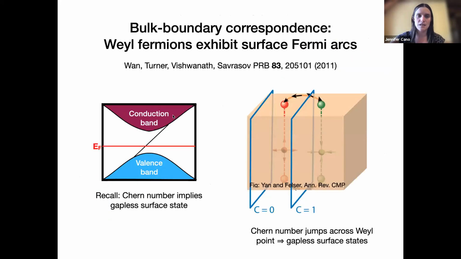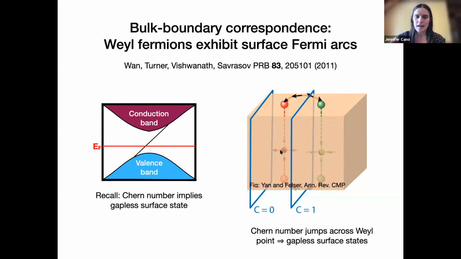A consequence of this topology is that there are going to be edge states, which in this case take the form of surface Fermi arcs. So remember, last time we talked about how if you have an insulator with a Chern number, then there's always going to be one gapless edge state connecting the valence band to the conduction band. Now let's move to our Weyl fermion system. This is some cube of material, which is meant to be infinite in the X and Y direction, so that's momentum space, but finite in the Z direction. So it's a slab configuration.